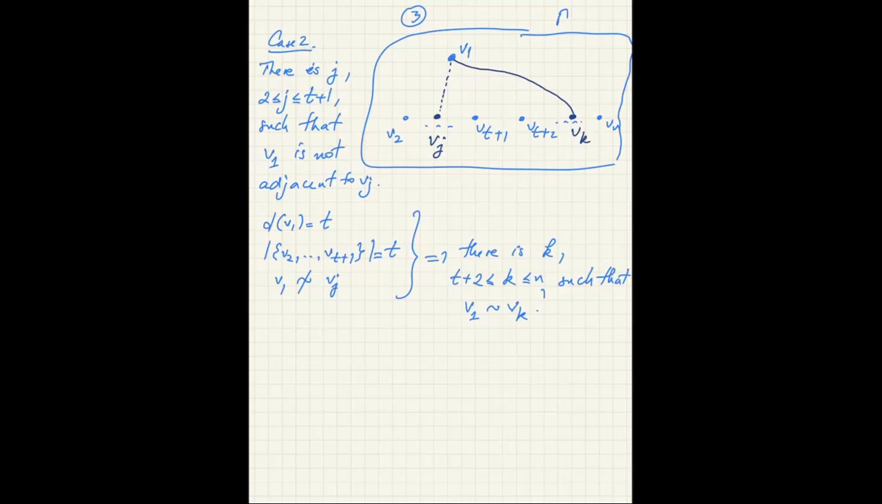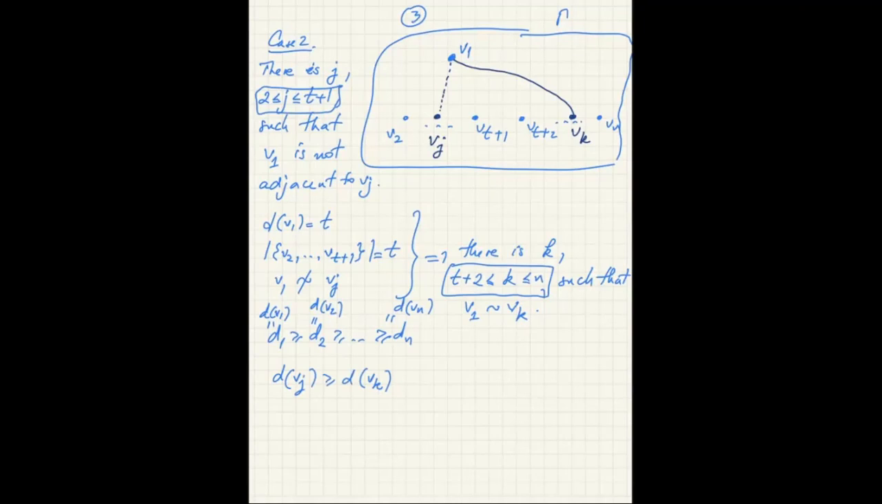Okay. Now the argument continues in the following way. Because of our arrangement, it matters that we listed the vertices in decreasing order like this, and these are the degrees d_{v1}, d_{v2}, and so on, d_{vn}. So because k is greater than or equal to t plus 2 and j is between 2 and t plus 1, we must have that the degree of vj is greater than or equal to the degree of vk.